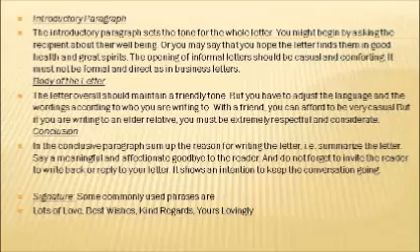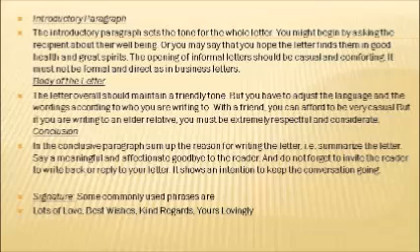Introductory paragraph sets the tone for the whole letter. You might begin by asking the recipient about their well-being, or you may say that you hope the letter finds them in good health and great spirits. The opening of informal letter should be casual and comforting.